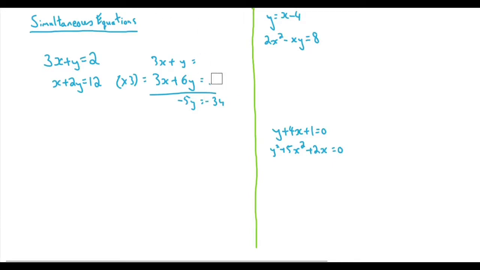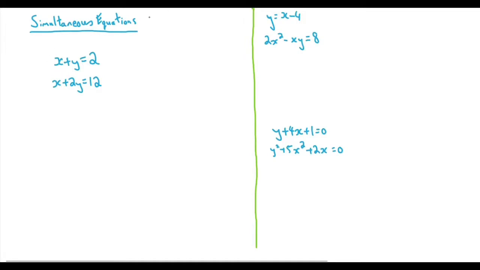That's relatively straightforward. You just have to be aware of which thing you're going to times by what to make the letters the same, and then to correctly either minus or add the equations to eliminate that same term, and then don't forget to sub back in to get the other one. But what if this wasn't what you had?